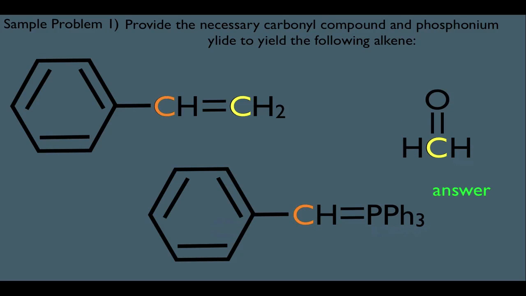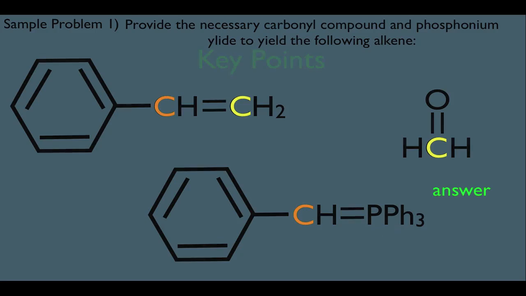Notice in this case, the carbonyl carbon became the right carbon in the alkene, the yellow carbon, and the left orange carbon came from the phosphorus ylide. Although that phosphorus ylide carbon has that very bulky benzene ring, it still can potentially be attacked in an SN2 mechanism.